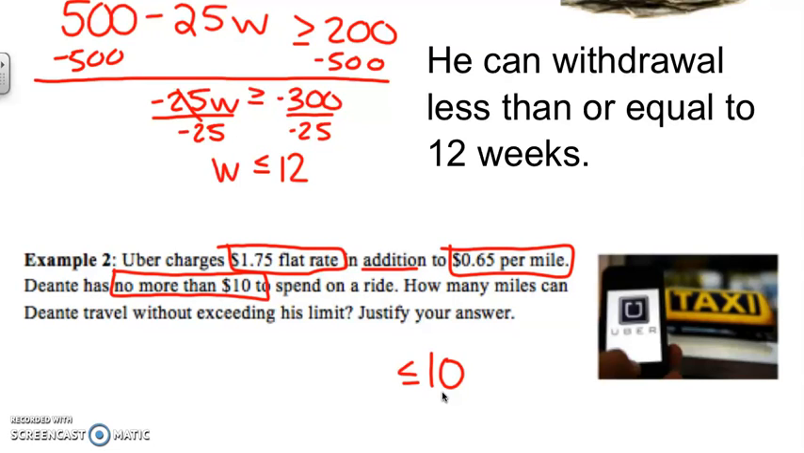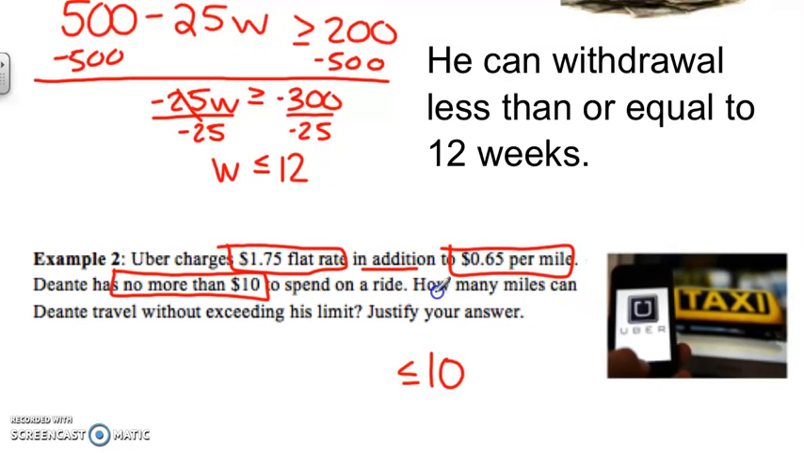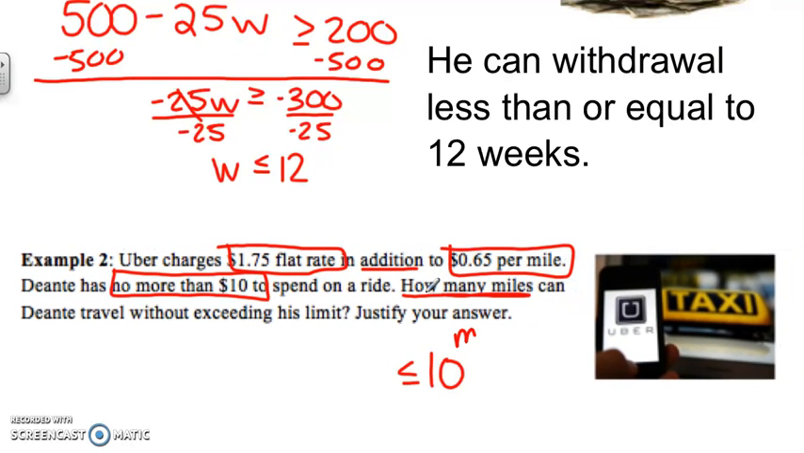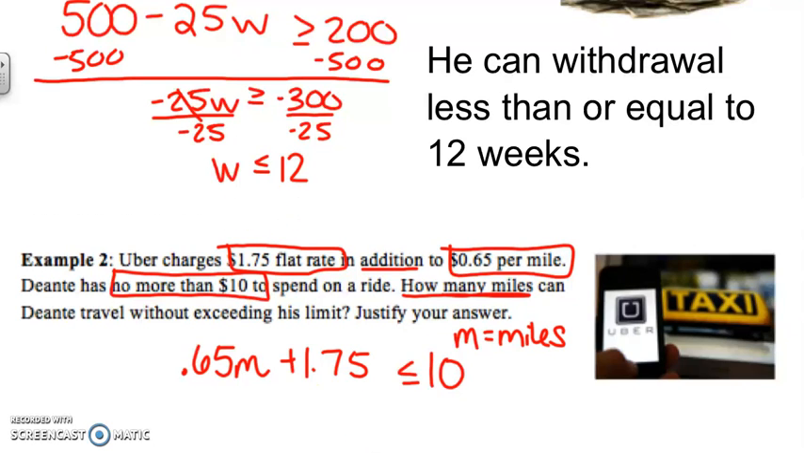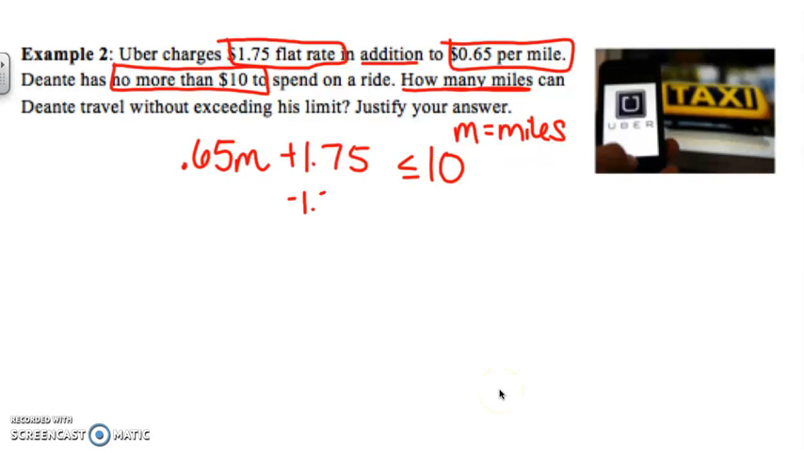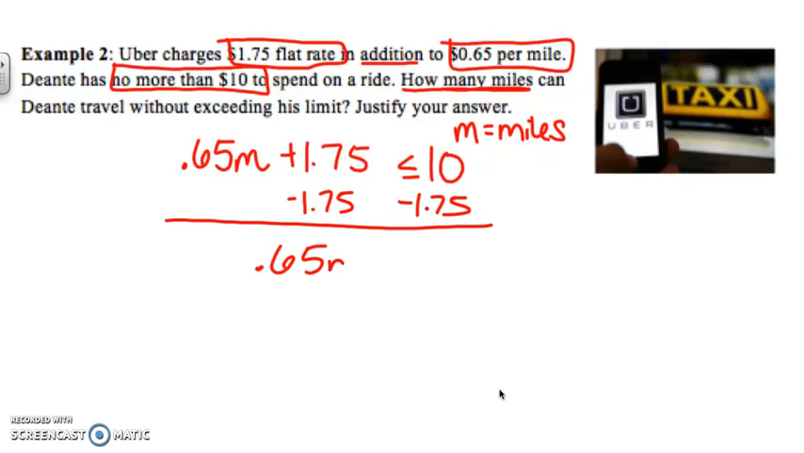Next thing, I need to assign a variable. It said how many miles, so we're going to say M is going to mean miles. And then I'm going to set up my other part of my inequality. I would have 0.65 per mile because that's what it tells me right here. And then that additional 1.75 I would add on. So there's a lovely inequality for us to solve. I would subtract $1.75 from each side. 0.65M is less than or equal to 8.25. Divide by 0.65.